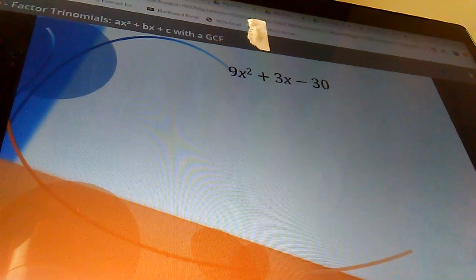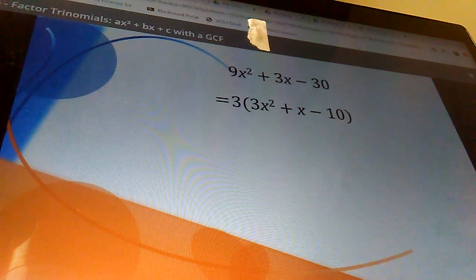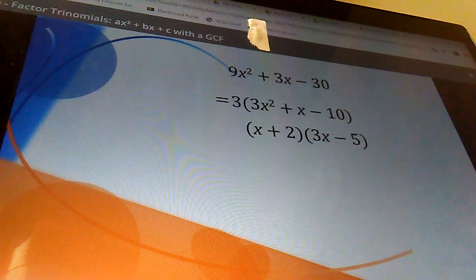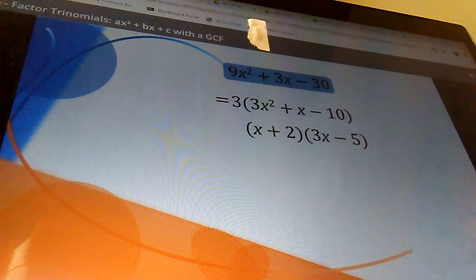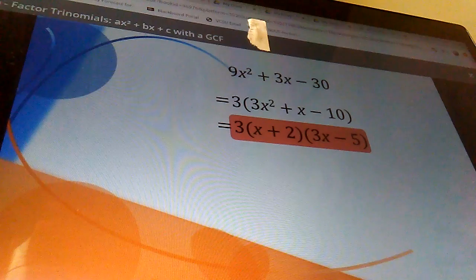We first factor out the common factor 3 from each term of the trinomial. This gives us 3 times the quantity 3x squared plus x minus 10. We can then factor the resulting trinomial by the grouping method or by the trial and error method. This trinomial factors into the quantity x plus 2 times the quantity 3x minus 5. Therefore, 9x squared plus 3x minus 30 equals 3 times the quantity x plus 2 times the quantity 3x minus 5.